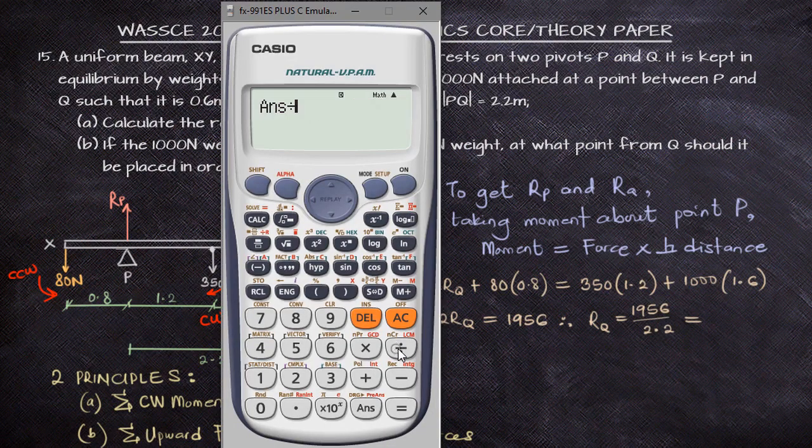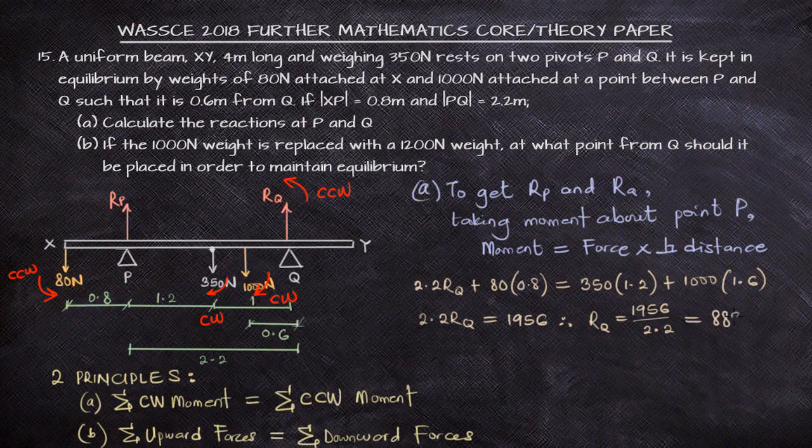So divided by 2.2, this will be 889.09 newtons. So that is the reaction at point Q. Now, to get the reaction at point P, instead of going all the way and taking the moment around point Q, we can just use the other principle, the sum of the upward forces equals the sum of the downward forces. So RP plus RQ, which are the upward forces, will be equal to 80 plus 350 plus 1000 newtons, which are the downward forces.